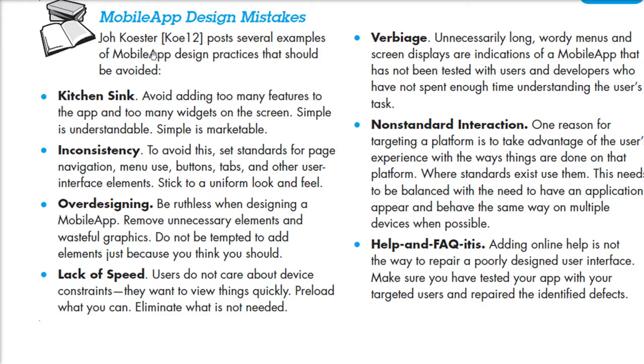So the first is from Joe Coster. He gave certain points. Kitchen sink. We are putting so many features on this app. Too many widgets. Simplicity is the key. Second thing is inconsistency. Some navigation is different, some buttons are different, some tabs are different here and there. So stick to a uniform, consistent look and feel.